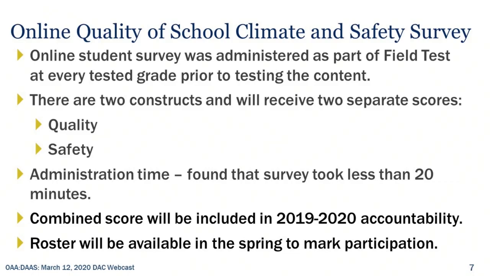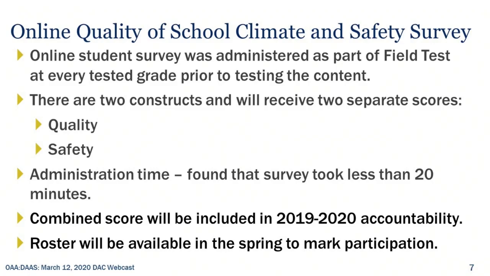Now, there will remain two constructs for the Quality of School Climate and Safety Survey. There'll be quality and safety. Administration time, we found that it took somewhere around 10 to 12, 15 minutes. Not a lot of students needed 20 minutes to take the survey. Those scores that combine quality and safety will be used for accountability. We are having internal conversations now on how to combine the scores for climate and safety and report those.